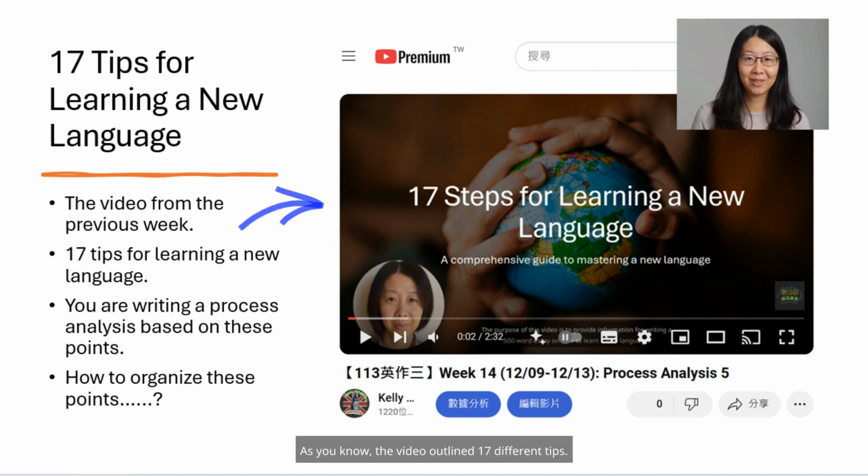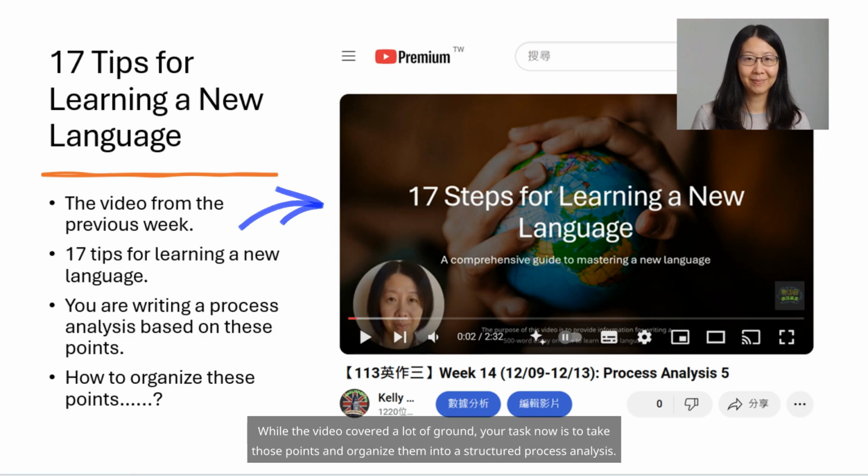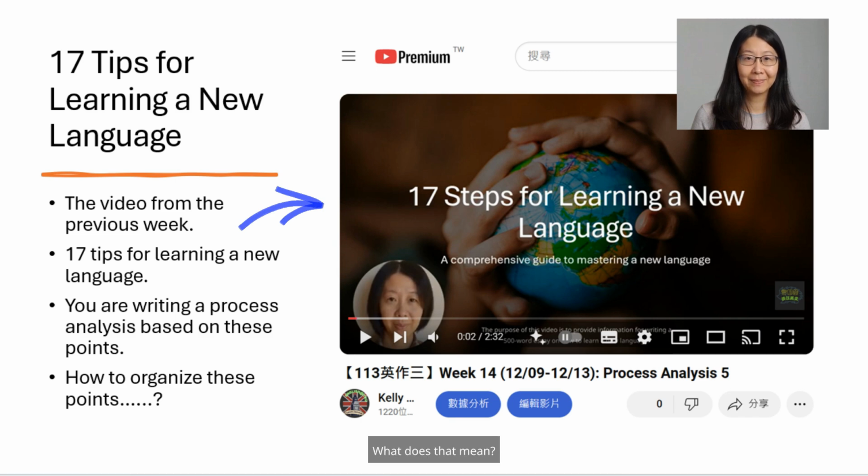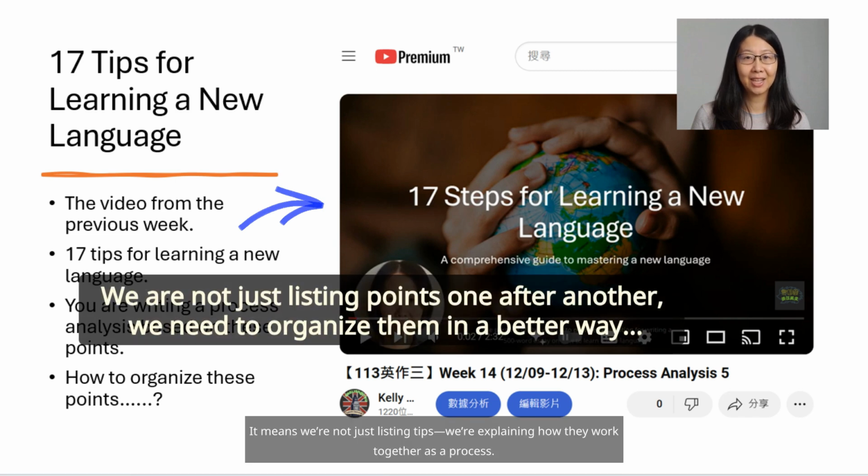As you know, the video outlined 17 different tips. While the video covered a lot of ground, your task now is to take those points and organize them into a structured process analysis. What does that mean? It means we're not just listing tips, we're explaining how they work together as a process. For example, some tips focus on preparation and mindset, while others deal with actionable techniques like speaking, listening, and writing. The challenge is figuring out how to group these ideas logically so your reader can easily follow along.